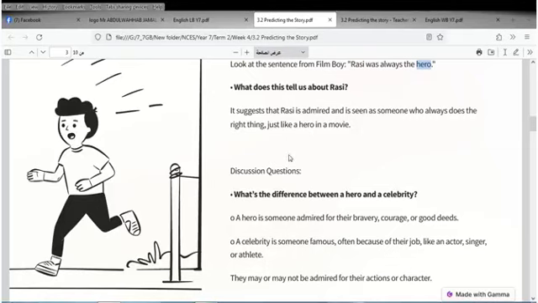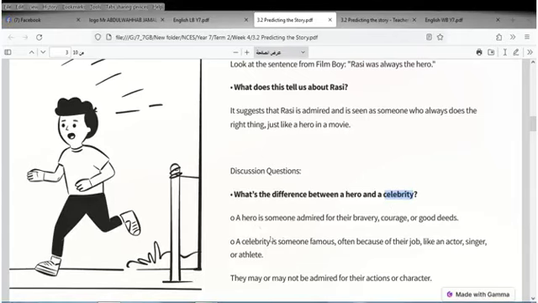But the question now: do we have a difference between hero and celebrity? I think we have very big differences, because sometimes you might have a hero who is not famous, and sometimes you have lots of celebrities who are not heroes. A hero is someone who is admired for their bravery, courage, or good deeds. In general, a hero is positive, while a celebrity is not necessarily a positive character. A celebrity can be positive or negative.